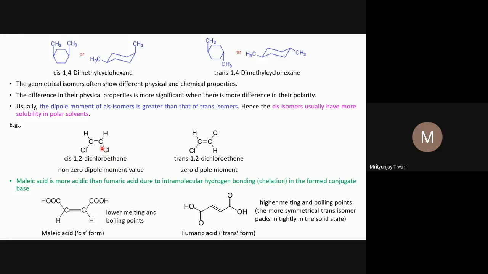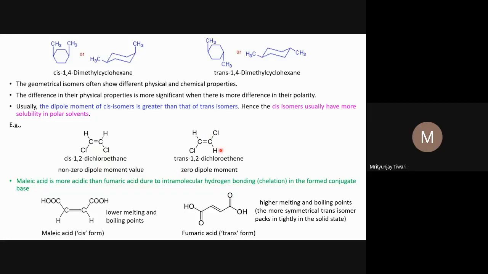So we will get a net magnitude, and if both vectors have the same magnitude, we will get a net resultant vector that goes between them. This bond is also a polar bond, so the polarity is around this. This is also a polar bond, and this one is also polar. So the net dipole moment because of these two C-H bonds, and the net dipole moment because of these two C-Cl bonds, means that the cis form has a non-zero dipole moment value.